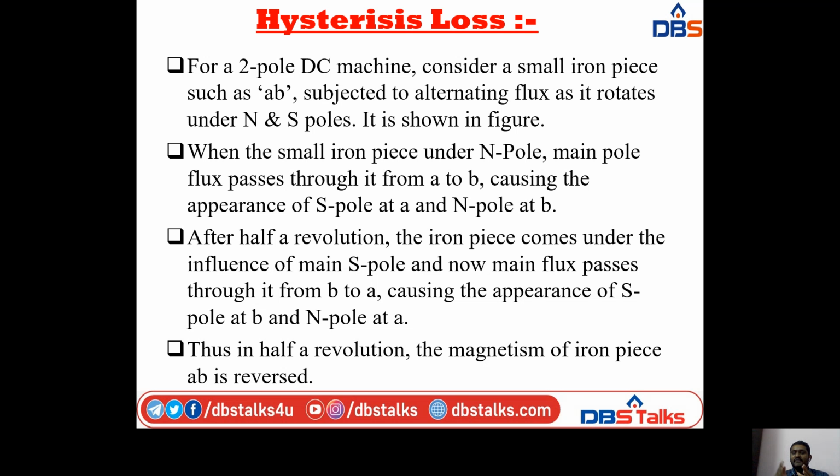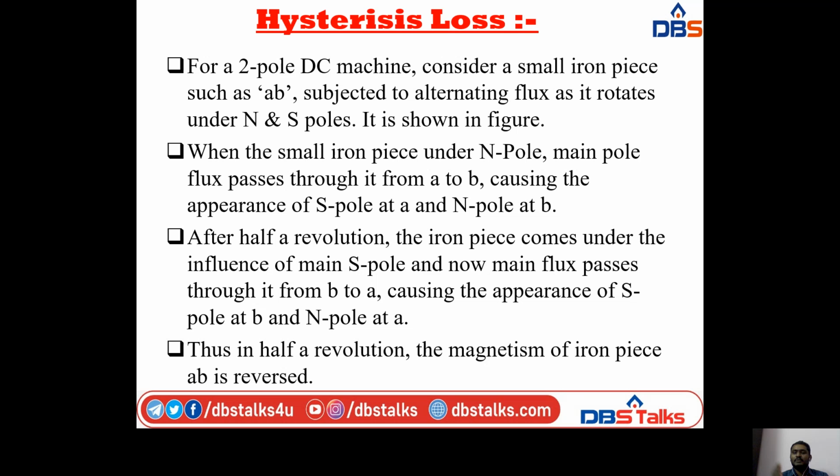After half a revolution, the iron piece comes under the influence of the main south pole. Previously the small piece was under the influence of the north pole, and the flux passed through it from A to B. Now, in this case, the main flux passes through it from B to A, causing the appearance of south pole at B and north pole at A, whereas in the previous case the south pole was at A.